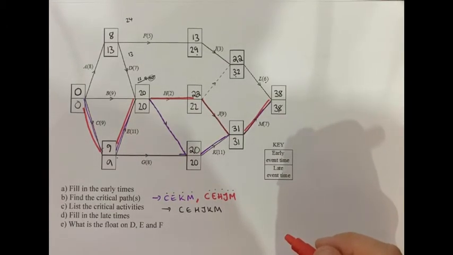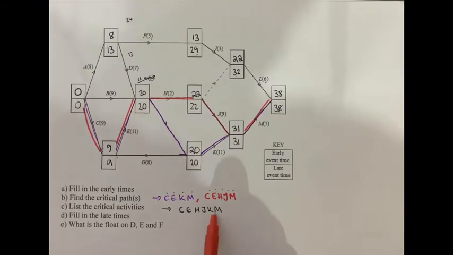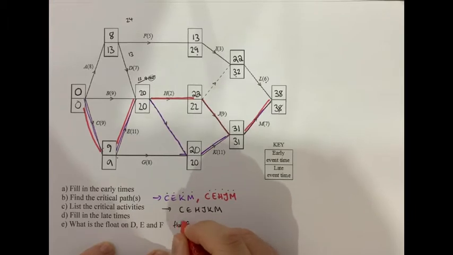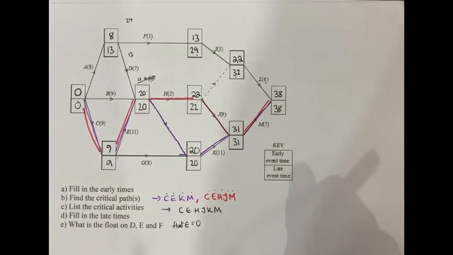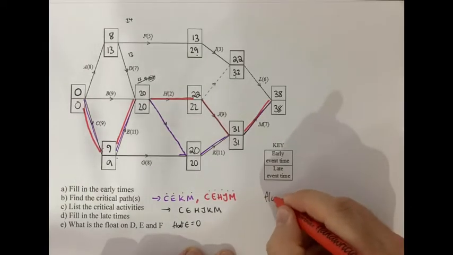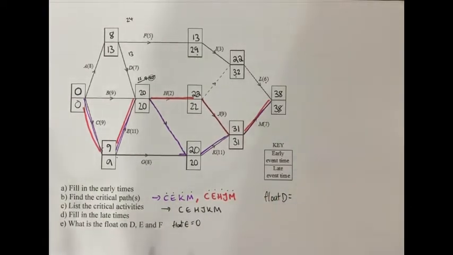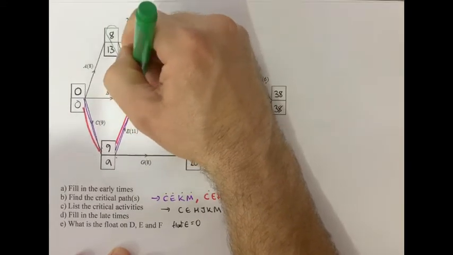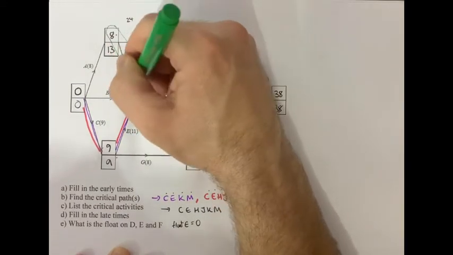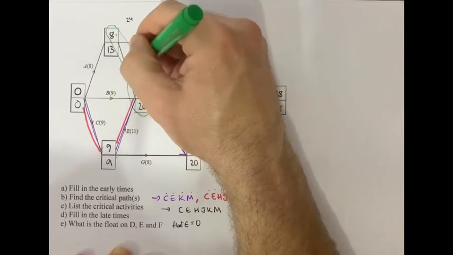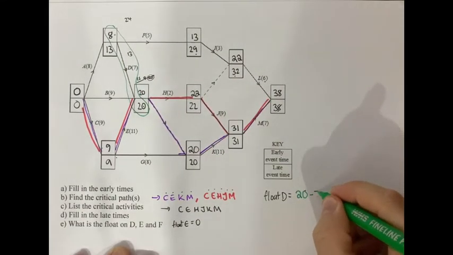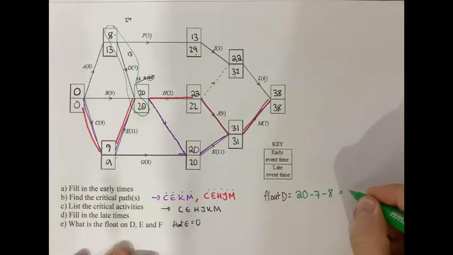What is the float on D, E and F? Well, firstly, E is critical, so the float on E equals 0, because it's a critical activity, so I don't need to do any work with that. Let's do the float on D. Where is D? Here. Awkward to do, but go from top, middle, bottom. That's the early time, that's the late time. So you've got 12 hours to play around with, take 7, so the float's going to be 5. Showing the work: late time, take event time, take early time, which is 5.